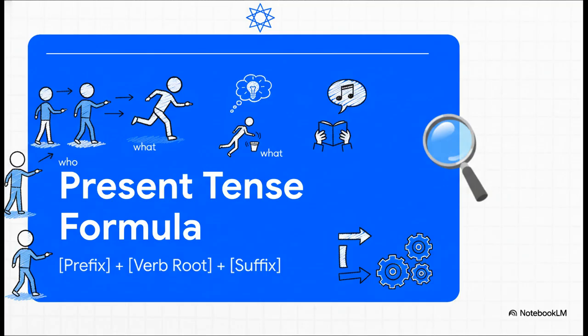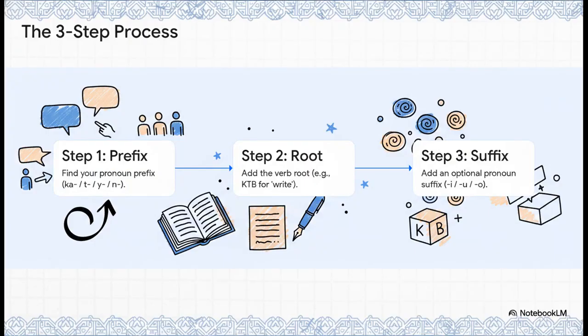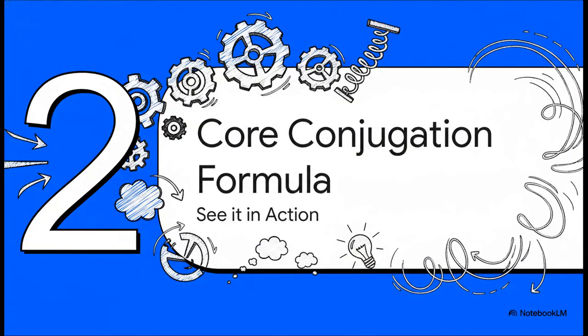See? Simple, right? Let's break it down into 3 super easy steps. Step 1, you pick your prefix based on who you're talking about. I, you, she, whatever. Step 2, you just drop in the core of the verb, its root, like KTB for to write. And step 3, if you need it, you tack on a suffix at the end. That's it. That is the entire process. No smoke and mirrors. Okay, now for the really fun part. Let's get into our second section and see this formula in action.